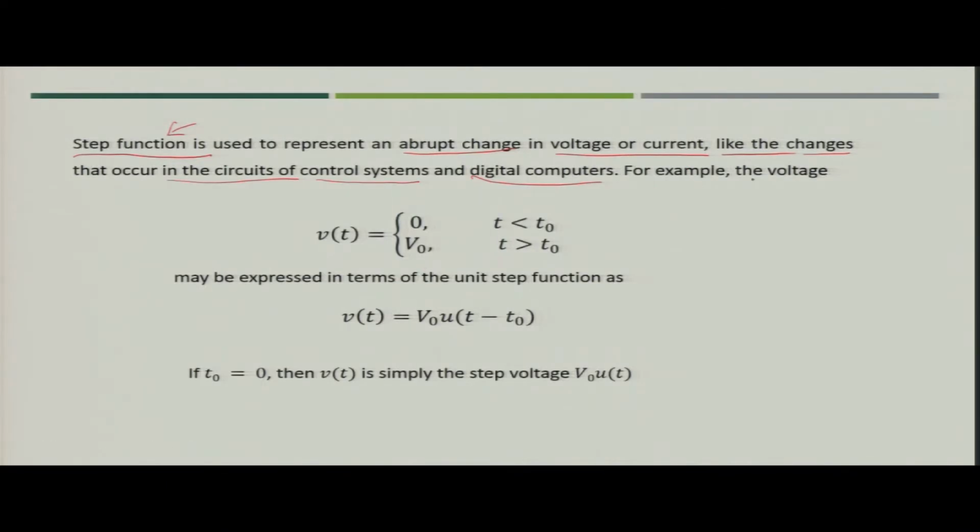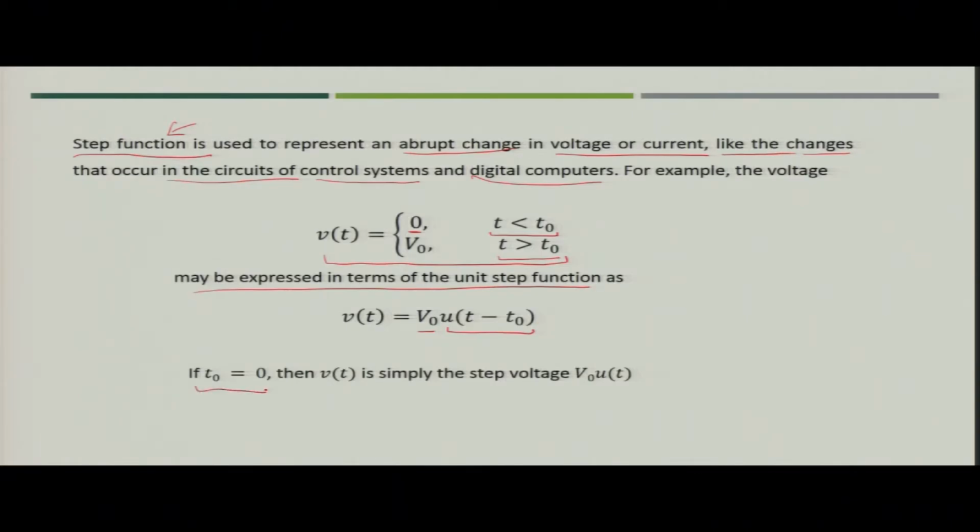Now, if you apply a step voltage to the circuit, you can represent that phenomenon with the help of this step function. How will you represent it? You will say the value of voltage is 0 when time t is less than t naught, and at t greater than t naught the value becomes V naught. You can simply represent this in terms of the unit step function also. V naught is a constant value, you can take it out and multiply it by u(t minus t naught). So, this is nothing but a unit step function.